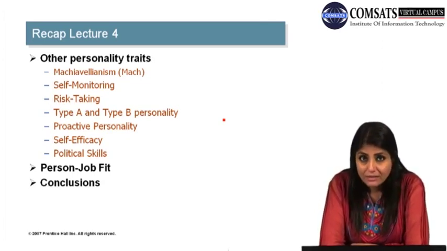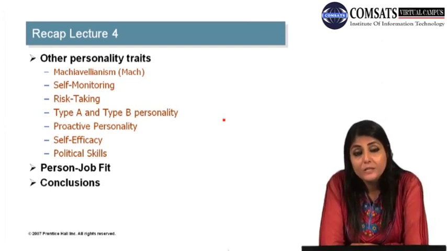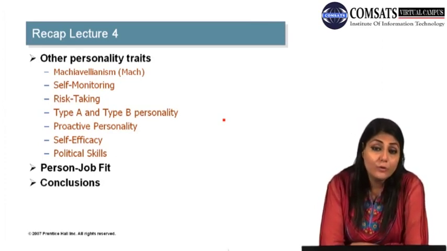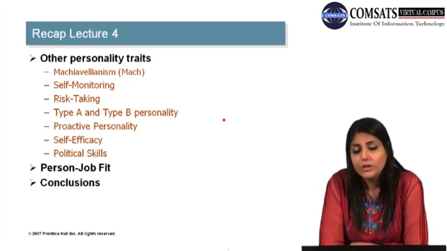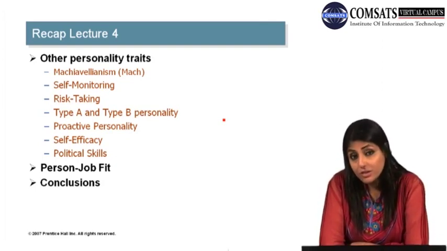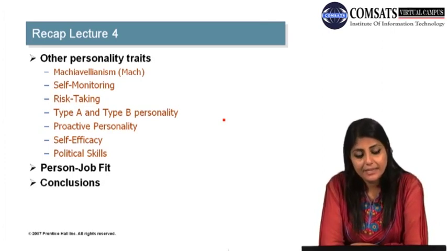So we discussed the Machiavellianism, what we mean by it, and how these people have distinct personality traits from the other personality traits that have been given in the literature. We discussed self-monitoring, what kind of individuals are self-monitoring. We discussed risk-taking, what kind of individuals are risk-taking, how we differentiate between the risk-taking and the risk-averse individuals, and what their consequences are. We discussed the type A and type B personality. Right, so what categorizes type A personality, what categorizes type B personality.